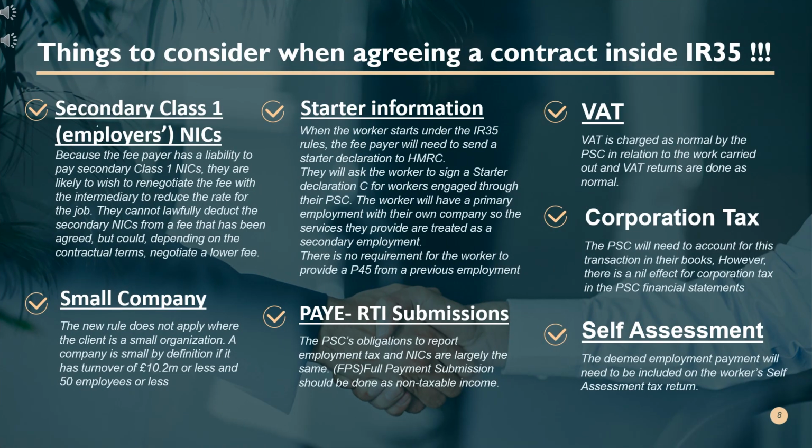So here are some of the things to consider before you agree a contract under IR35. The fee payer will now be responsible for secondary class 1 national insurance. That is the employer's contribution that they have to make. All of a sudden, they have this extra tax liability because of the contract. So they're in a position to renegotiate a lower fee, with their argument being that they have to pay more tax.